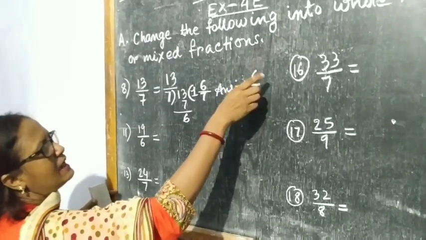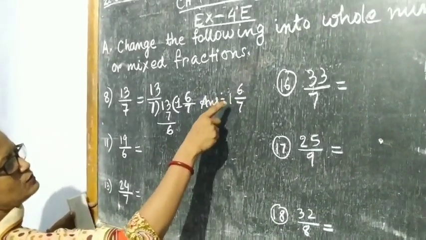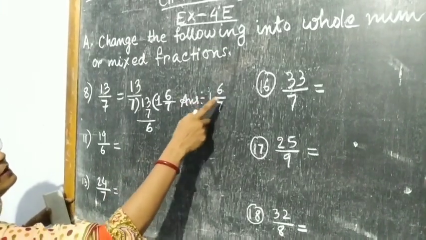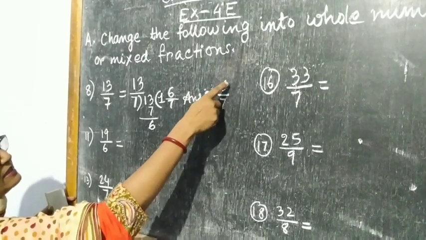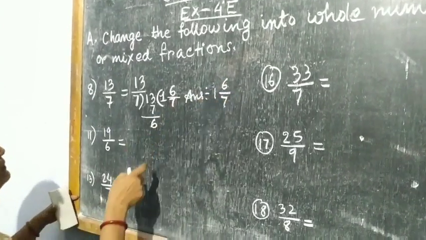So 1, 6 by 7, it is a mixed fraction because this number 1, 6 by 7 consists of a whole number 1 and the fraction 6 by 7.